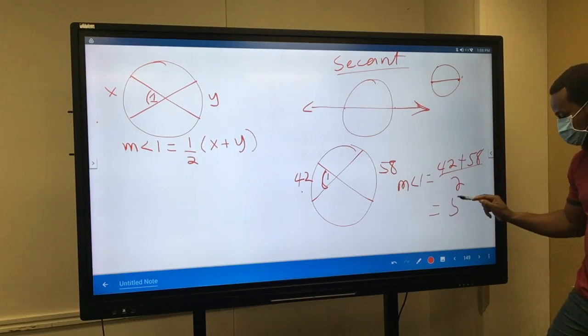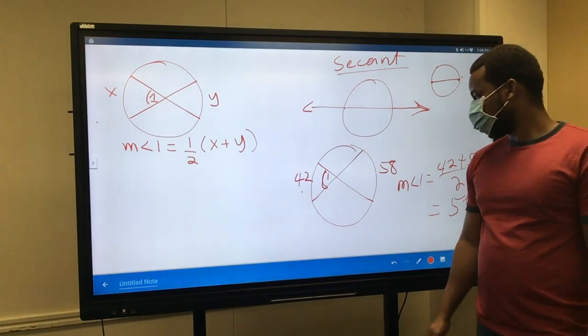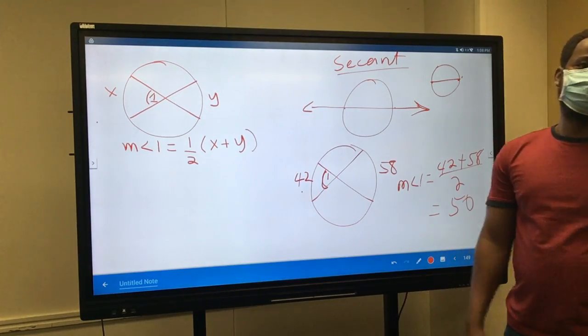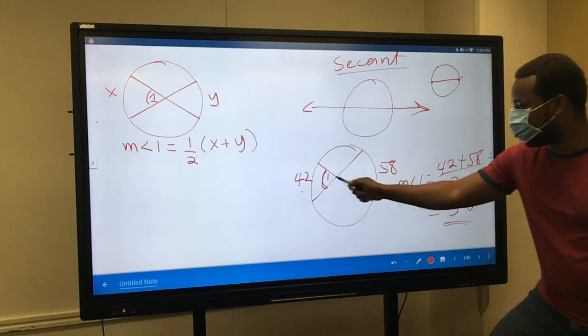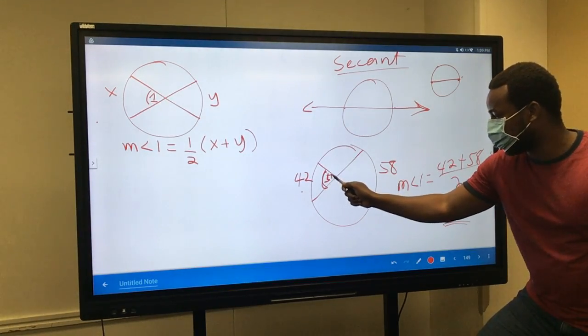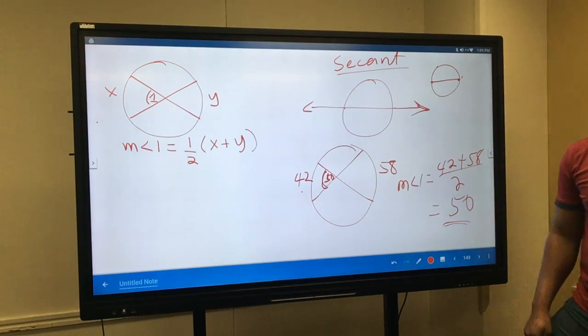Okay? So one student said it's one thing, and you said it's different. I did half of them too. You said add them together too. I did 42 divided by 2, 21, then 58 divided by 2, 29. Oh yeah, that's correct too. That will work. So angle 1 is 50. Yes. So the answer is 50. The measure of the angle here is 50, based on what we have. So the angle at 1 will be 50.